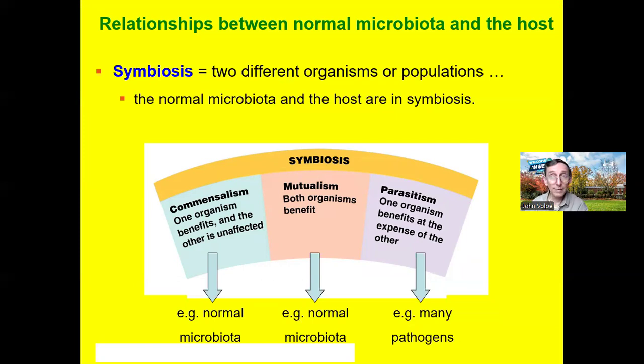The normal microbiota establishes a relationship with its host. It forms symbiosis with the host. Symbiosis is just two different organisms or two different populations living together. The normal microbiota does form symbiosis with the host, where the two live together. However, we can break the symbiosis down into mutualism, commensalism, and parasitism. Mutualism is where both organisms benefit. The bacteria, when it colonizes the host, gets a home, a place to live, and if the host feeds it, it could get nutrients from the host.